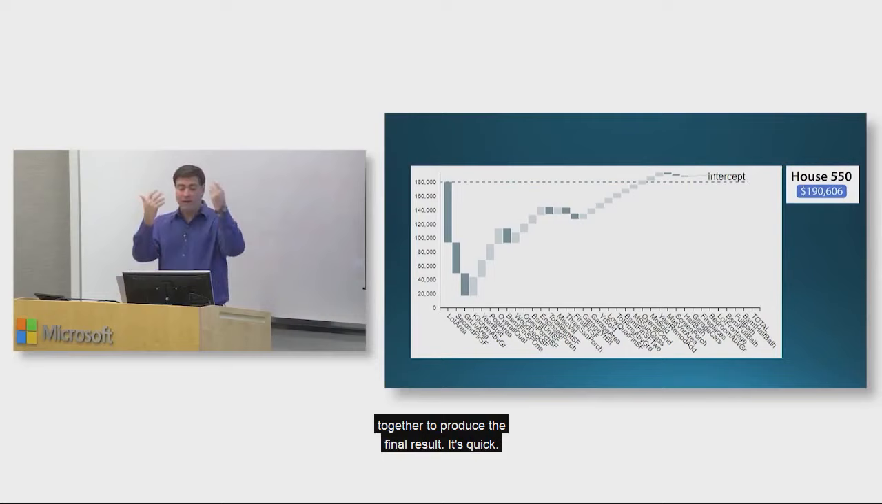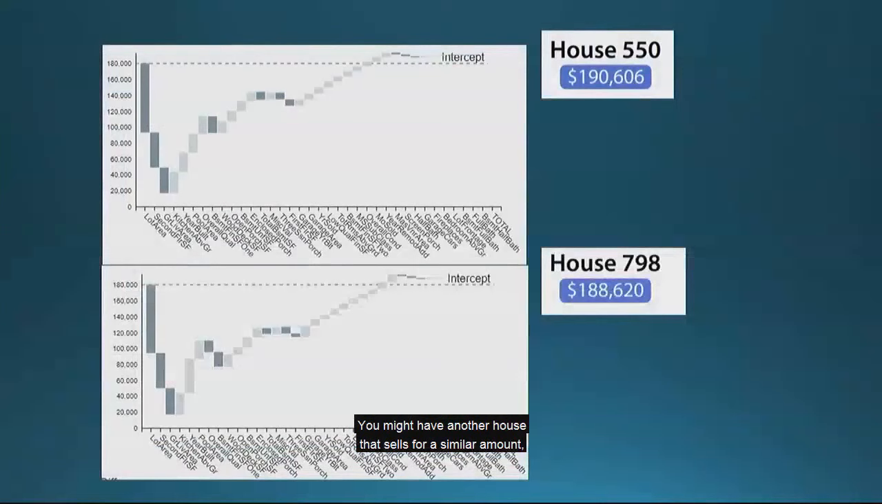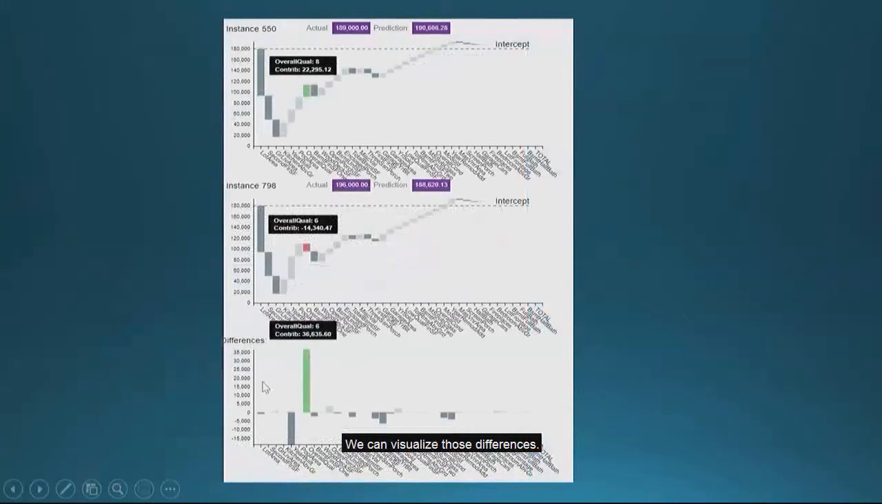You might have another house that sells for a similar amount. And it turns out that it has a curve that looks similar, a small lot area and a couple other things. But there are some differences, and we can actually highlight those differences. We can visualize those differences. So if we go down here, it's a little hard to see, but the biggest difference was the overall quality.